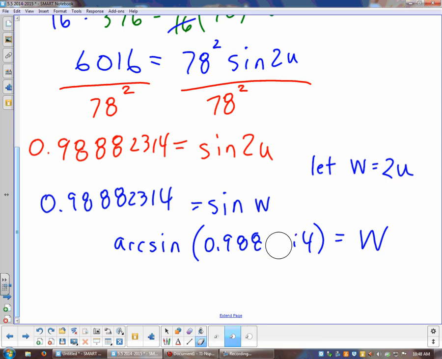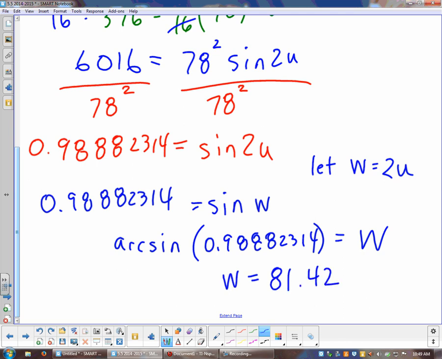So, final step, don't forget that this is really 2u, so you're going to have to divide both sides by 2. And so it looks like the angle that we're supposed to be at is 40.712 degrees, 40.71 degrees. Does this look okay?